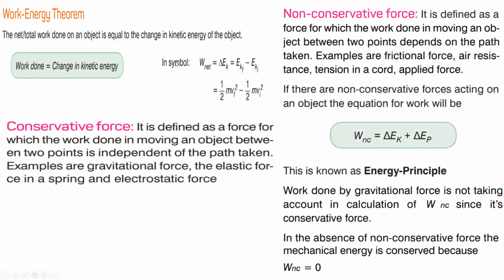So I put the work energy theorem again here, because we have the energy principle now. So we have conservative force and non-conservative force, two different types of forces. A conservative force is defined as a force for which the work done in moving an object between 2 points is independent of the path taken. Examples: gravitational force, elastic force (just spring), electrostatic force.